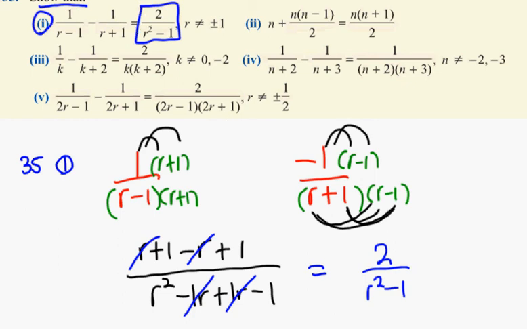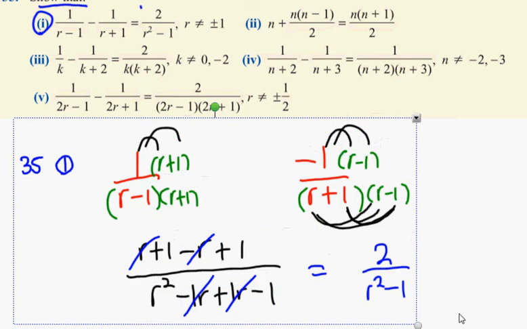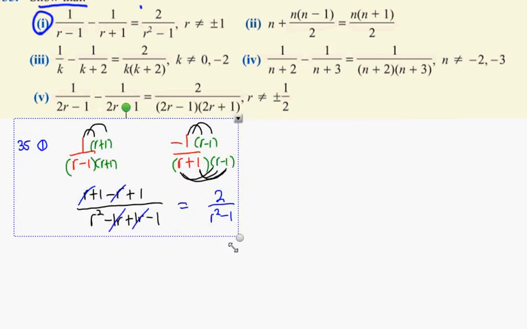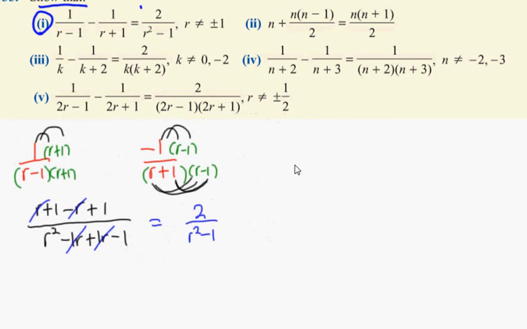Okay. Now, you might go a bit further. Leave that there for a minute. That means r can't be equal to plus or minus 1.